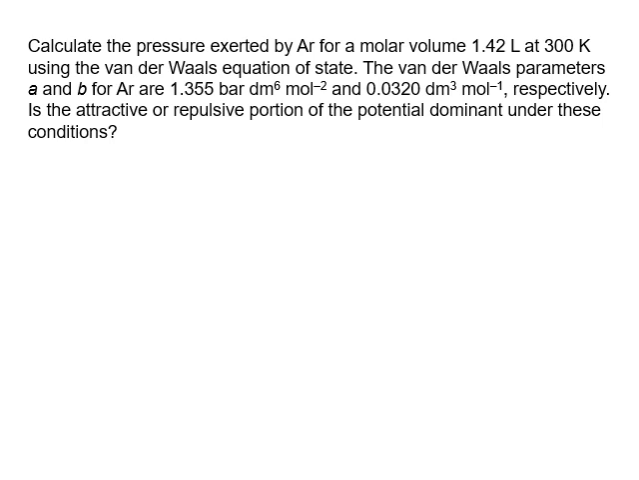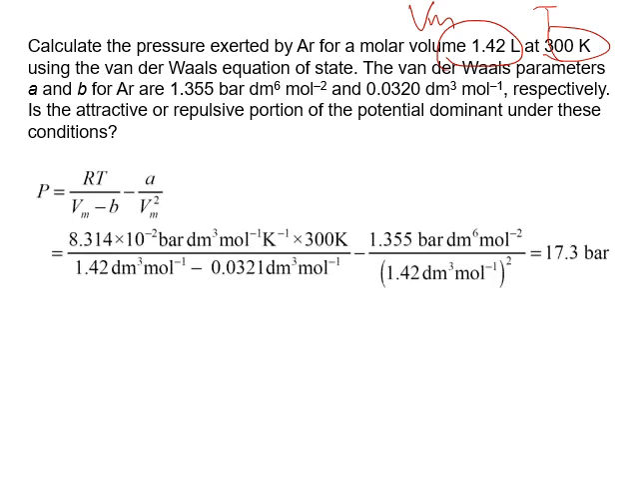Question number 2. Calculate the pressure exerted by argon for a molar volume of 1.42 liter and a temperature of 300 Kelvin, using the Van der Waals equation of state. So the Van der Waals equation is here, RT over Vm minus b, minus a divided by Vm squared. And so plug in all the data. A and b are given here.